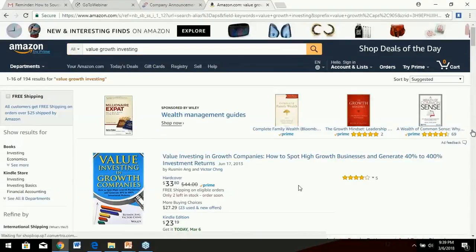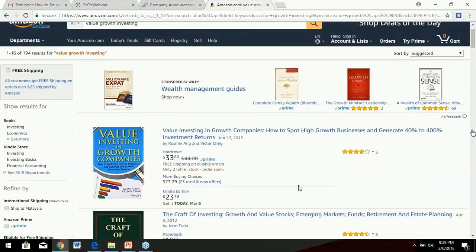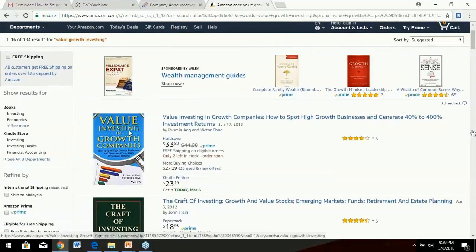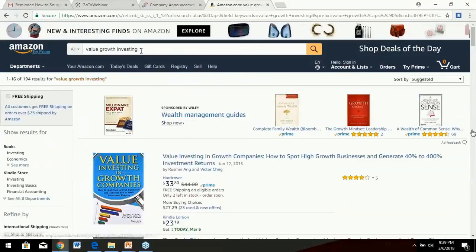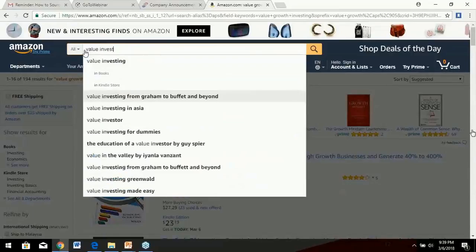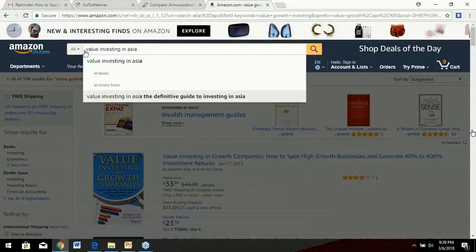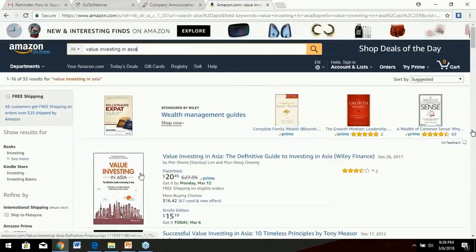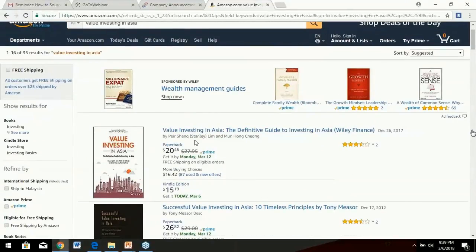Okay, this is my friend's book. It's Rusmin Ang and Victor Ching. It's called Value Investing in Growth Companies. So if you're into capital gains investing, you can look into value investing in growth companies. And of course, if you want something more recent, this is also another of my friend's book. My friend Stan has written a book called Value Investing in Asia. This is the latest one, and of course you can grab some of this. I'm also promoting his book on my own website, so you can use my own link.